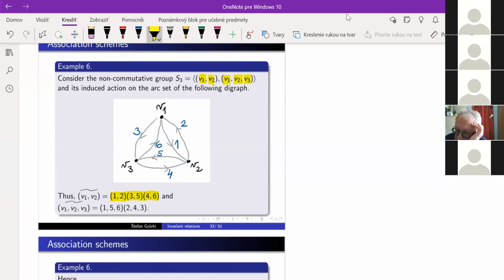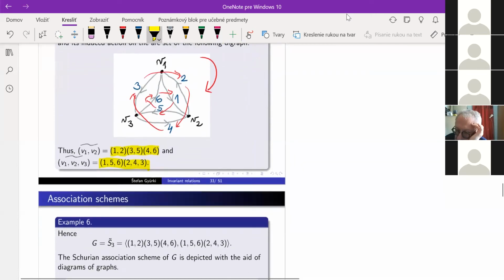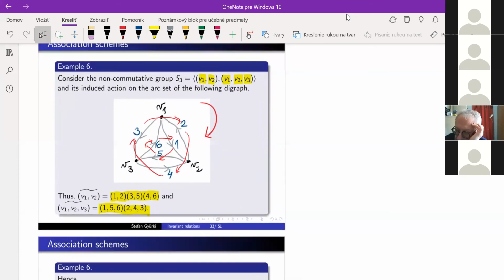And the second generator, which cyclically interchanges vertices V1, V2, and V3, of course, maps 1 to 5, 5 to 6, and 6 back to 1, and 2 to 4, 4 to 3, and 3 to 2. So it is easy to check that this is really the induced permutation on the set of darts. This is a non-commutative group. This is the smallest group which is non-commutative.